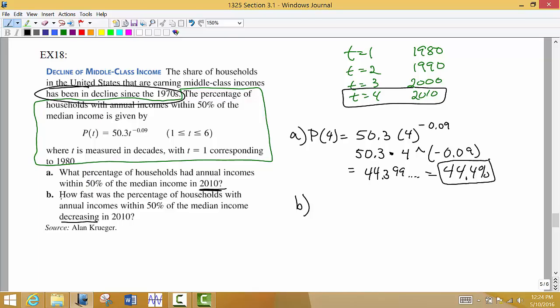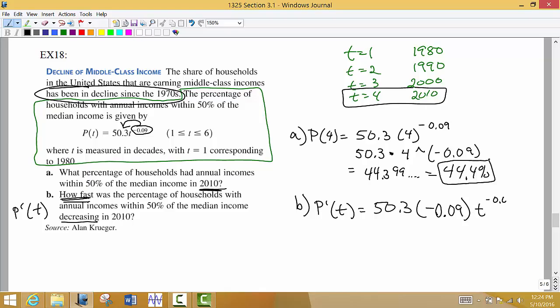So if I want to know how fast something is changing, of course, we're going to find a derivative. That's rate of change. So first of all, I'm going to take the original function, and we're going to take the derivative of that. And we're using the power rule. So we have t raised to this exponent, so we're going to take that exponent and multiply it. So I have 50.3 times negative 0.09. And then I have t, and I'm going to reduce that exponent by 1. So if I subtract 1 from that, what do I get?